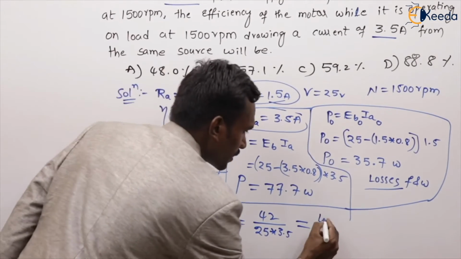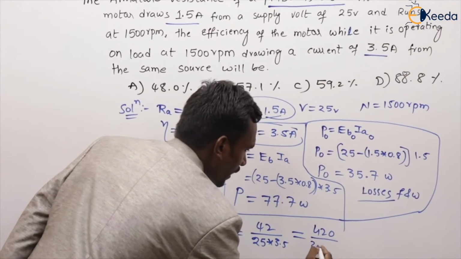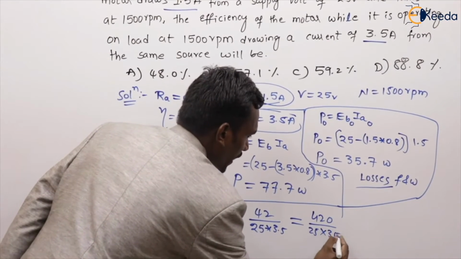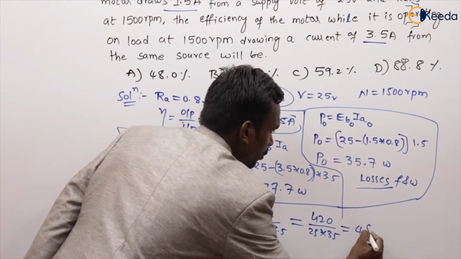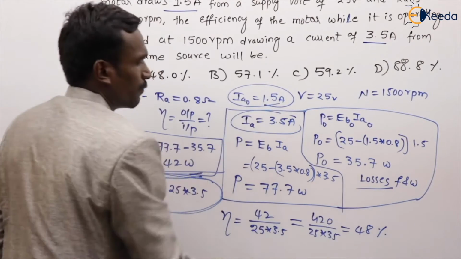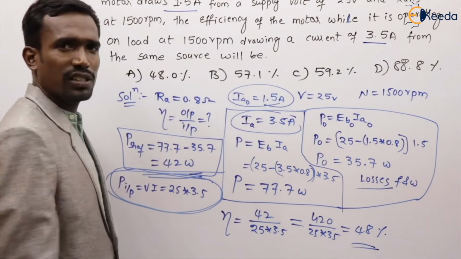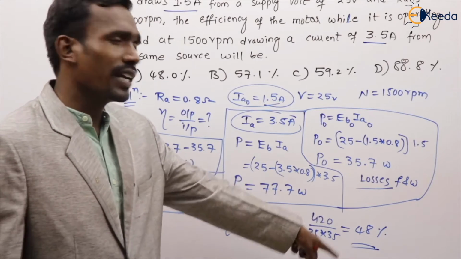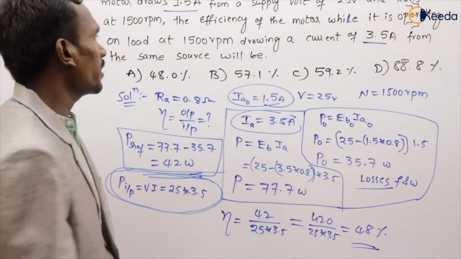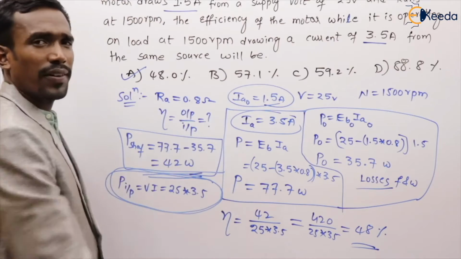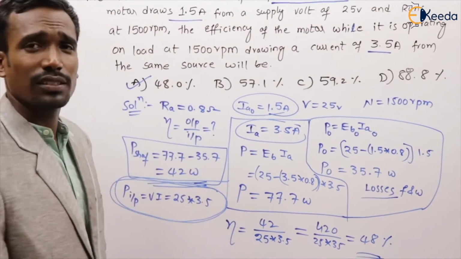Tell me, what is the value? 420 divided by 25 into 35. If you calculate this value, you can get 48%. Then, what is our answer? Option A is the correct answer.